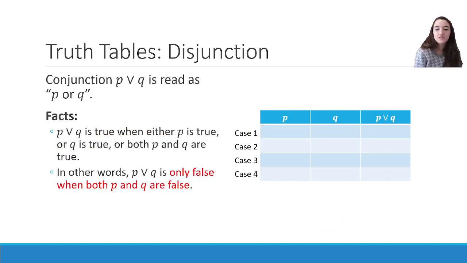Okay. What about the or? So here we have P or Q, which again, remember, is called the disjunction, not the conjunction. Oops, let me change that. That's the disjunction. The disjunction, P or Q, is read as, again, P or Q, and we use this V symbol. P or Q is true when either P is true, Q is true, or both P and Q are true. So in other words, it's only false when both P and Q are false.